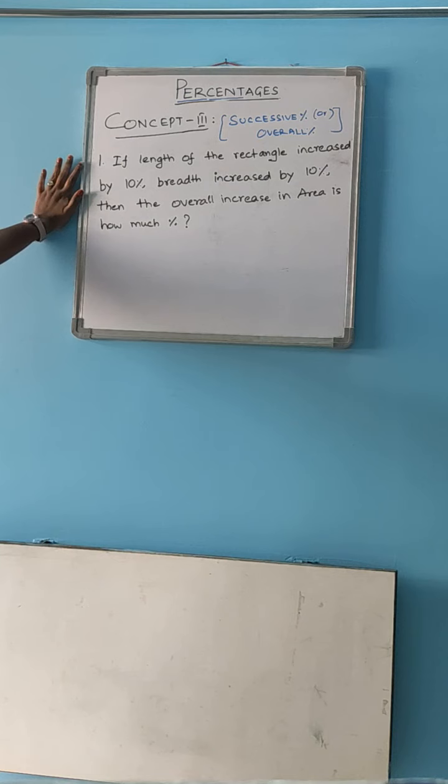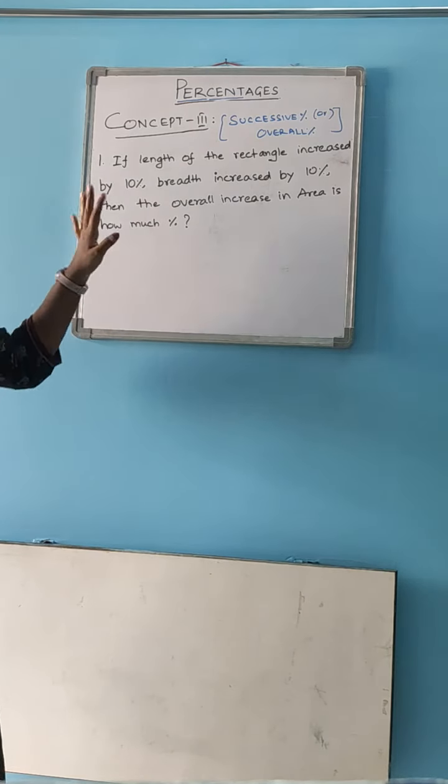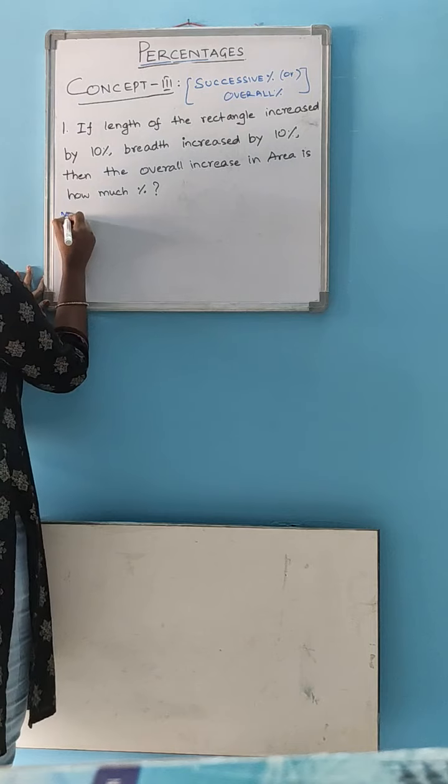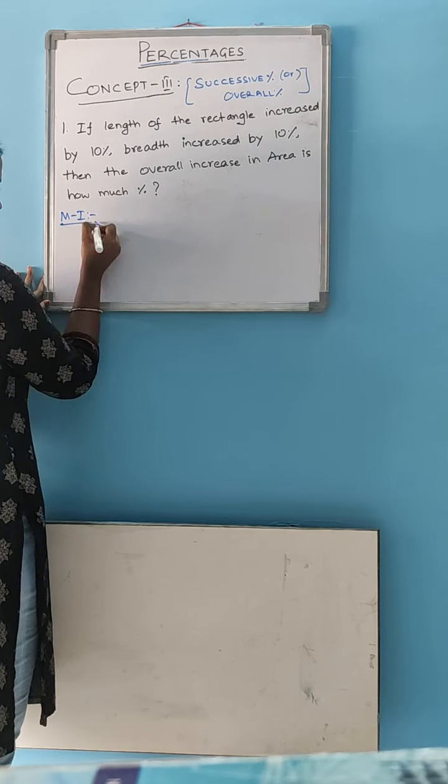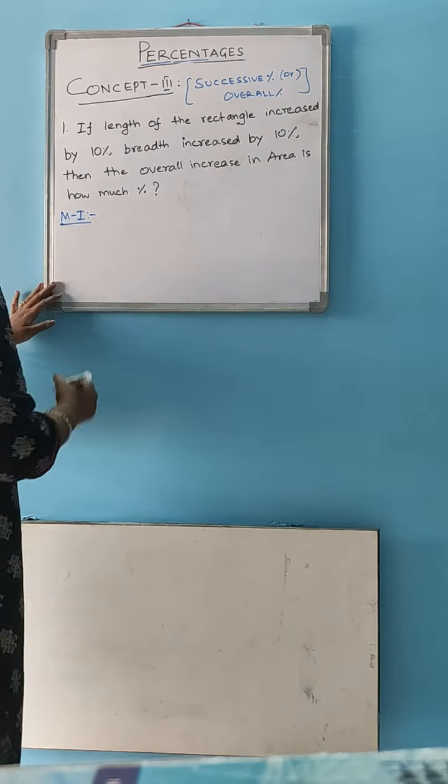Now what is the problem here? If the length of the rectangle is increased by 10% and the breadth is increased by 10%, then the overall increase in the area is how much percent? We will see method 1. Here method 1 is the most basic method.